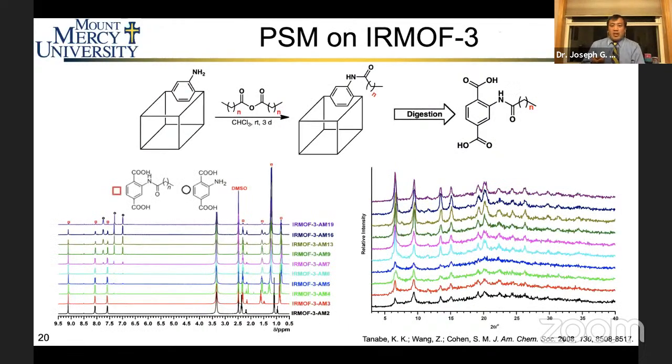And so before I joined the group, again, as proof of concept, what they did is they showed based on PSM that they have these crystalline structures still, and you can see that we can functionalize these ligands rather well.